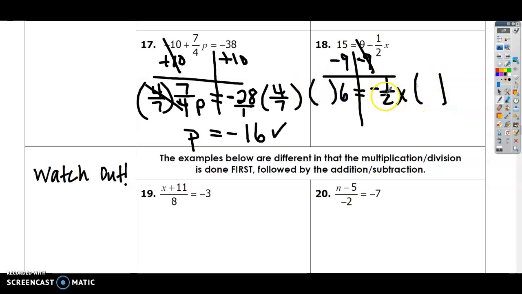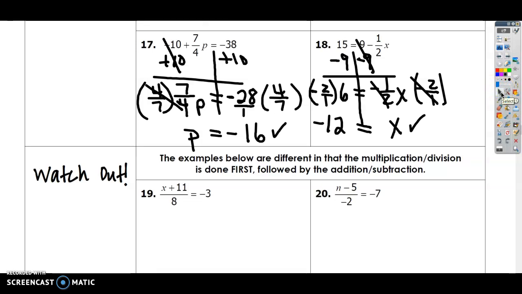And the reciprocal of negative 1/2 is negative 2. All right, negative 1/2 and negative 2 give me just 1x, which is just x. And negative 2 times 6 is negative 12. And half of negative 12 is negative 6 times another negative is positive 6. 9 plus 6 is 15. So that one checks.